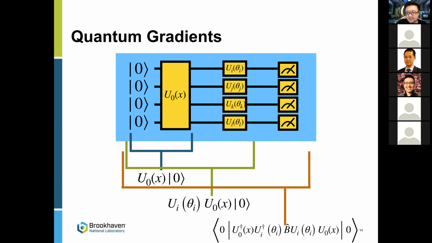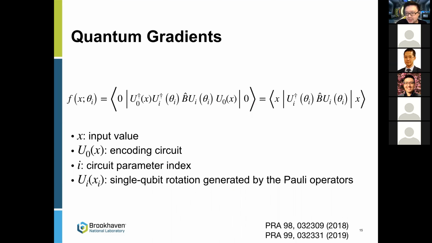So we have a vector or a number, depending on the number of measurements that you perform. So actually, this is a quantum function. That's how it's generated. There is an input value, an encoding circuit, and some parameterized circuit. So we can have a vector or a number.